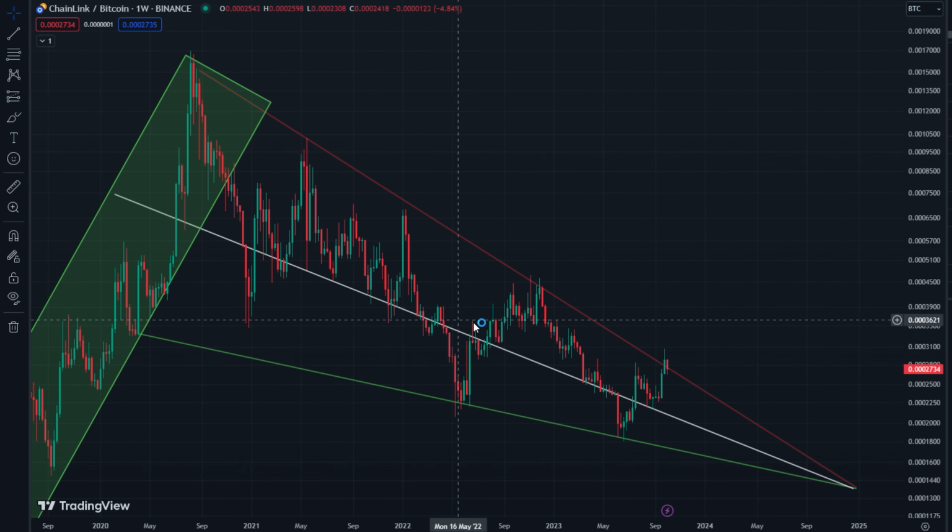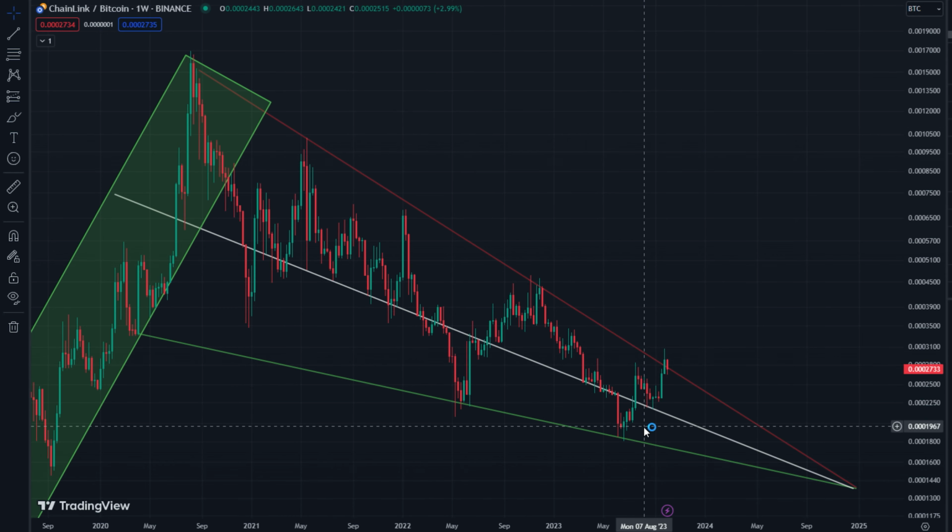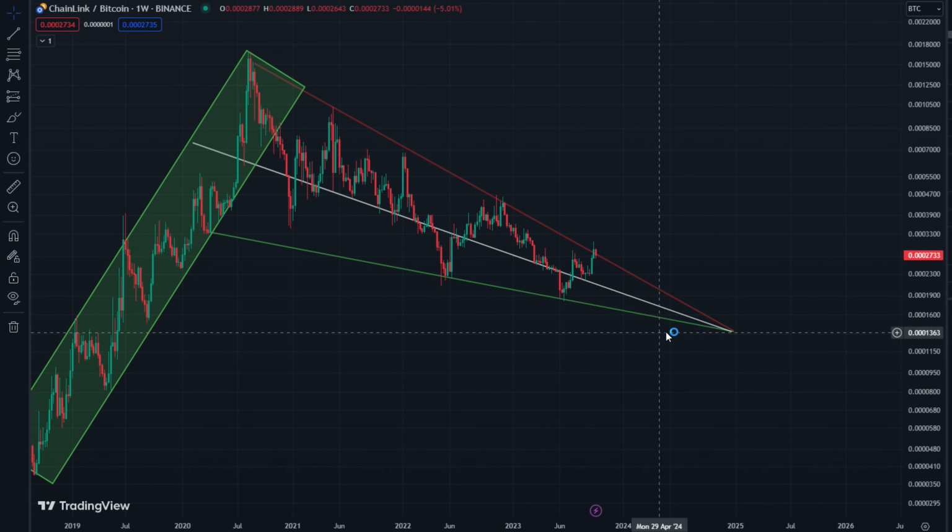And the fact that we've done it more consistently than we've tested the bottoms, and also the fact that now, when it's coming to crunch time, when we're getting close to this sort of squeeze area, we are pushing above instead of pushing below. This does look bullish to me.